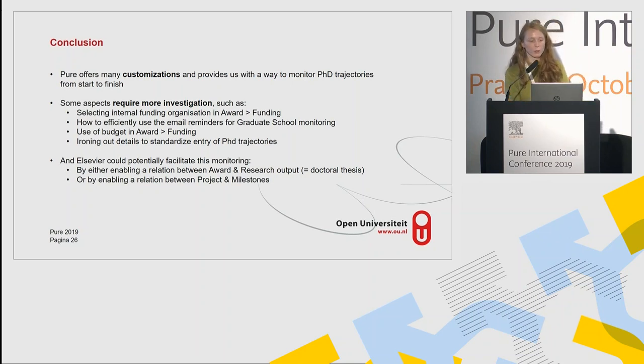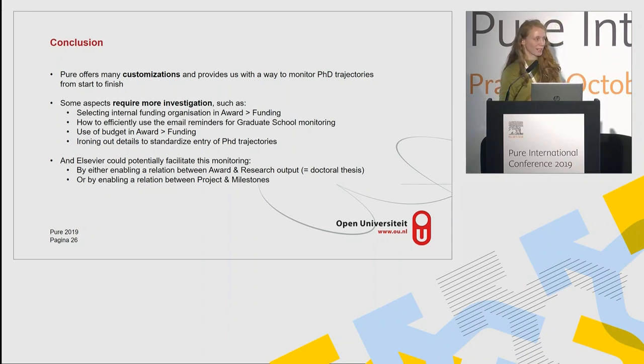We'll have to see how it goes. Some of the aspects of this use in Pure require more investigation. So how do we select an internal funding organization, for example? How do we efficiently use the email reminders and actually embed this into the existing workflow? Do we want to use more budget information in the funding section? Do we want to iron out some details and standardize how we enter all the PhD trajectories?